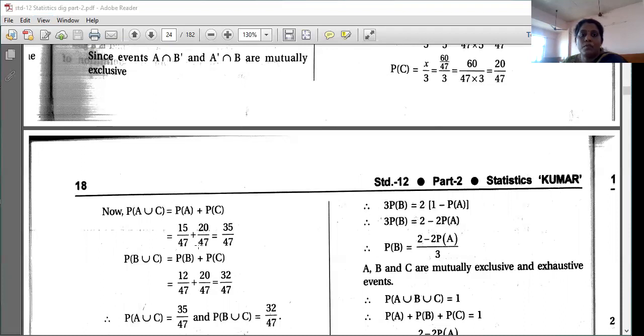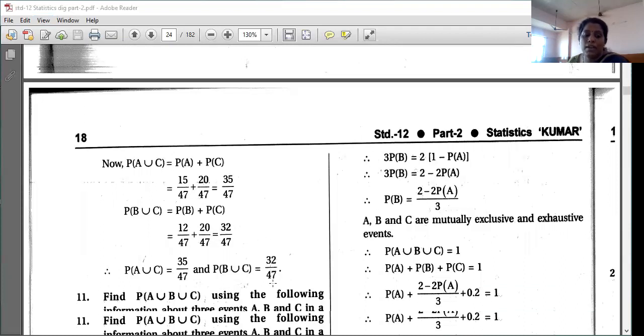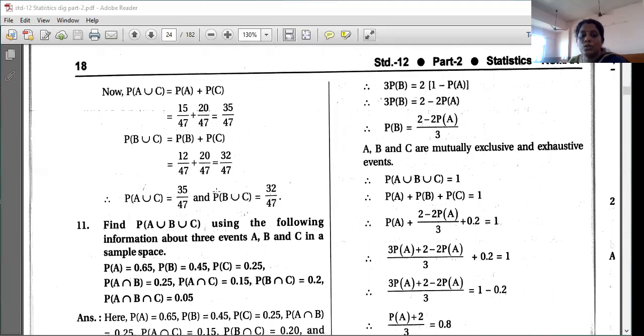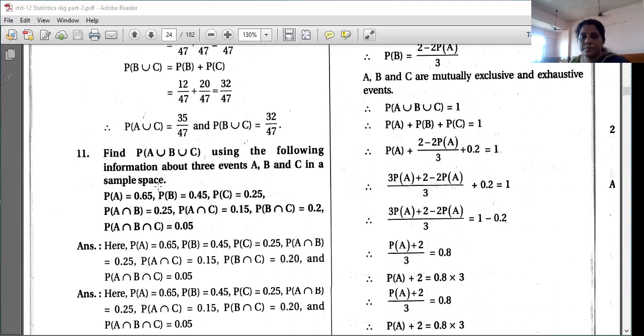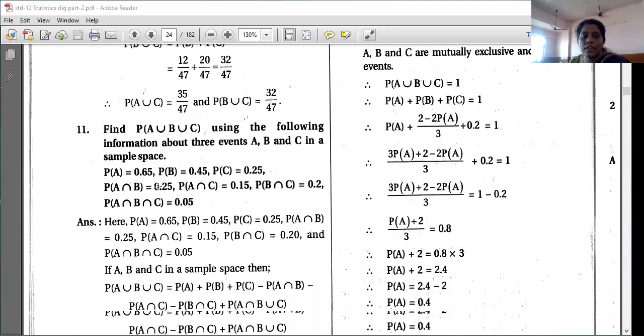Now P of B union C is P of B plus P of C. That is 12 by 47 plus 20 by 47, that is 32 by 47. So P of A union C is 35 by 47 and P of B union C is 32 by 47. Okay, this was your 10th sum. Now we'll see the 11th sum.